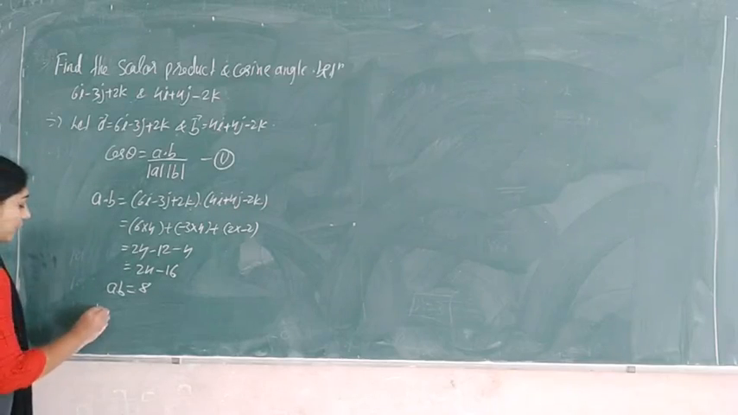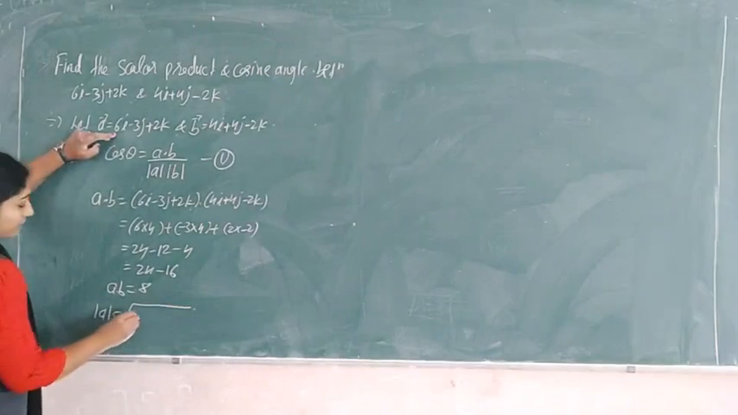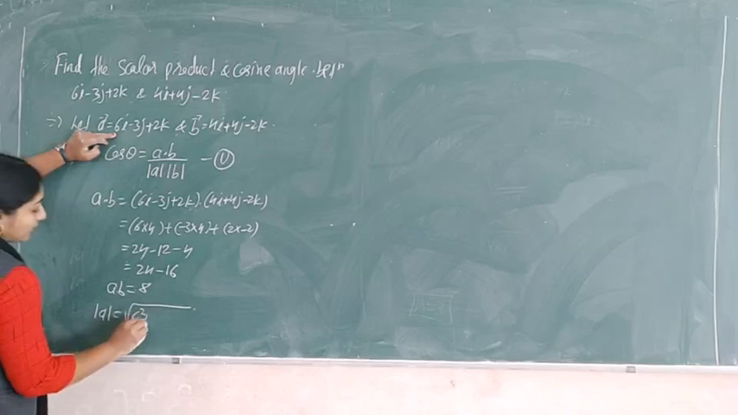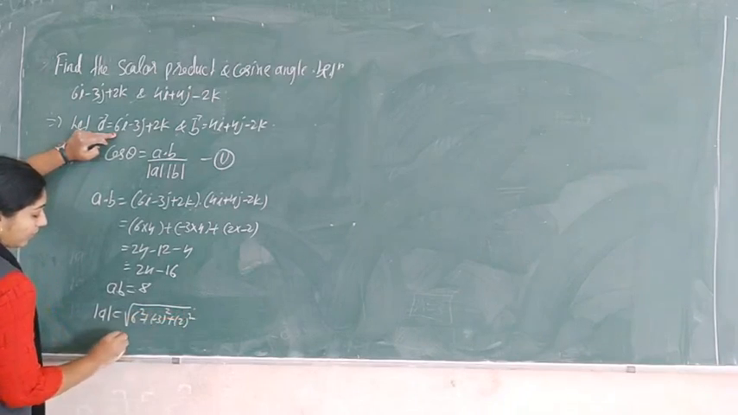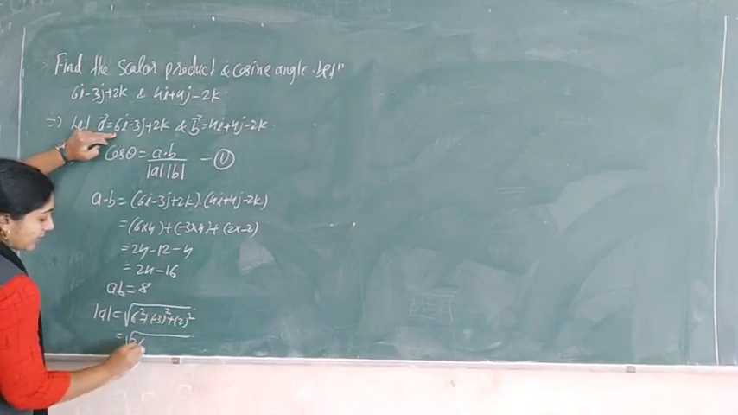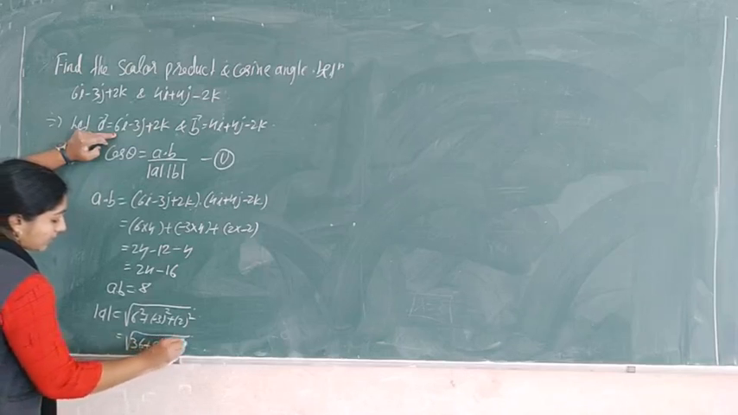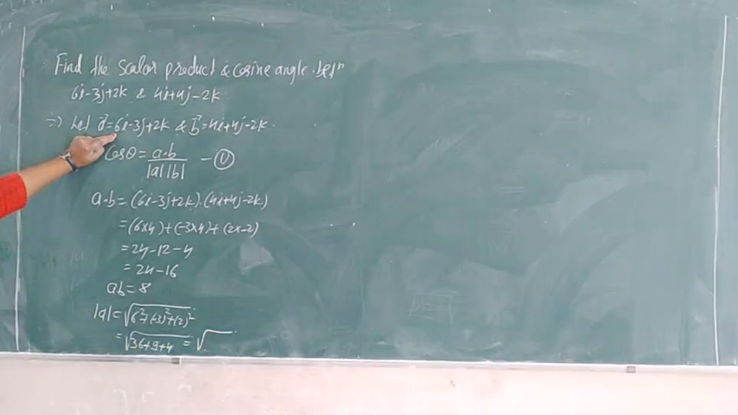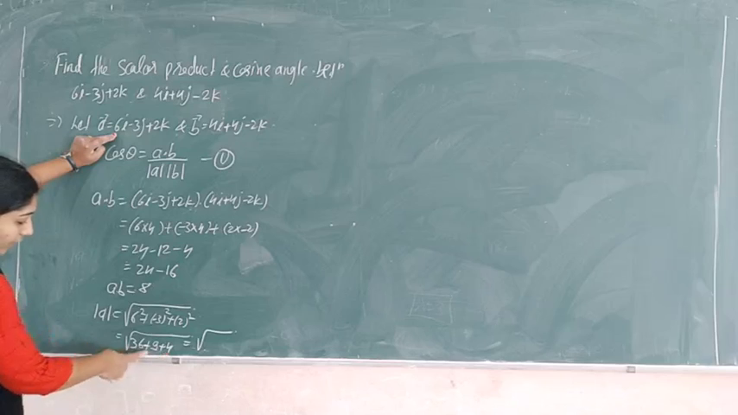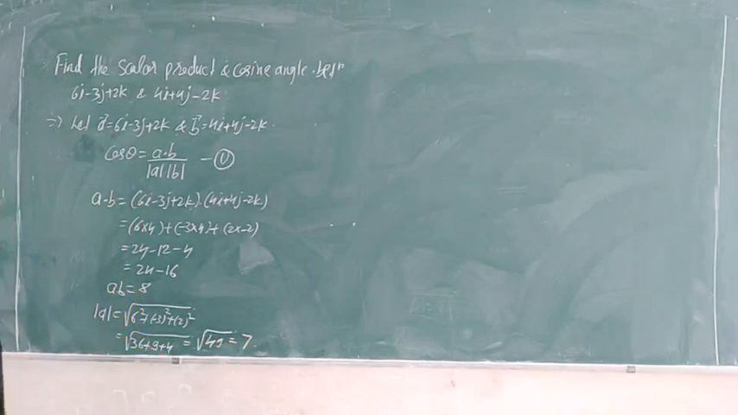Now find modulus of A. Modulus of A is given by, what is A vector? This one. So 6 square plus minus 3 square plus 2 square. 6 square is 36, plus minus 3 square is plus 9, 2 square is 4. So this is nothing but root of 36 plus 4 is 40, 40 plus 9 is 49. And root 49 is a perfect square, so the value of root 49 is 7.